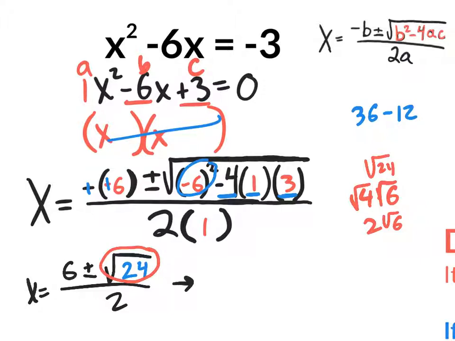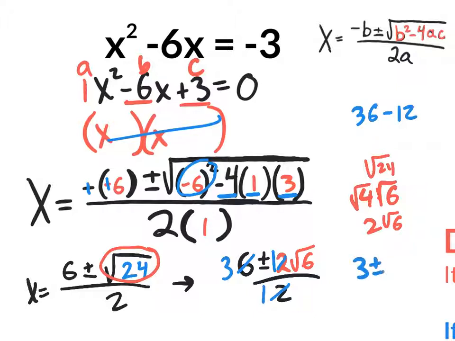So our answer is going to look like this now. 6 plus or minus, we said we replace it with 2 square root of 6, all divided by 2. So our final step here would be to do what? Reduce all 3 terms by 2. 6 divided by 2 is 3. 2 divided by 2 is 1. 2 divided by 2 is 1. So what's our final answer going to be? 3 plus or minus square root of 6, done. You don't need to put it over 1. That'd be ridiculous.